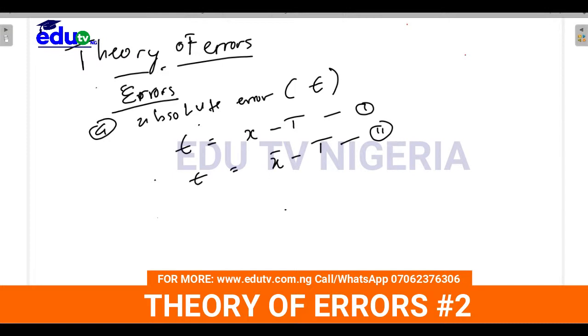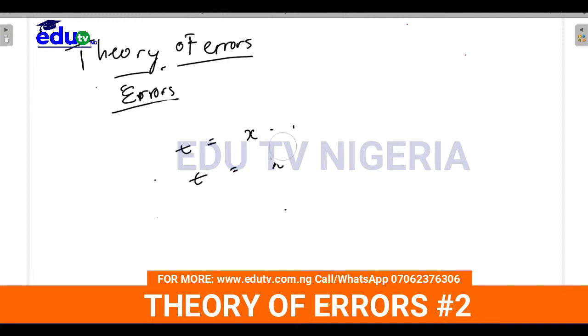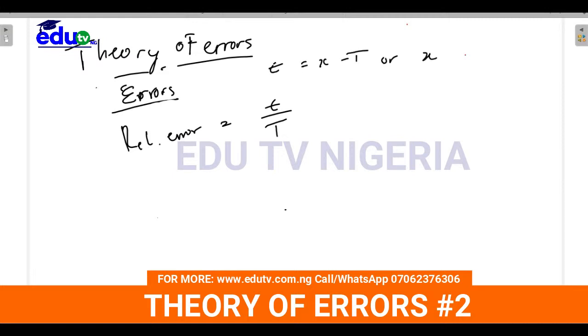We'll talk about relative error and relative accuracy. Relative error is the absolute error over the true value. Don't forget that the absolute error is x minus t, or x bar minus t. Don't take the mean. That's the relative error.